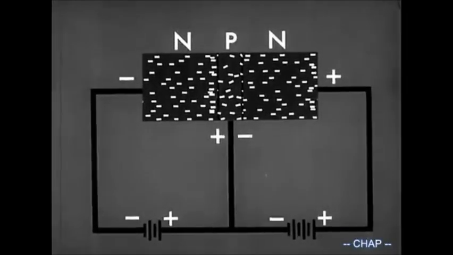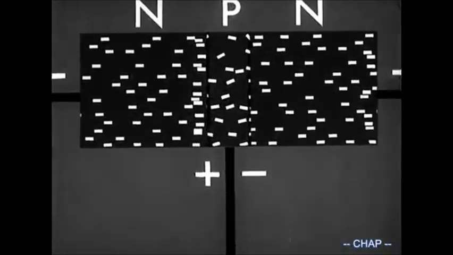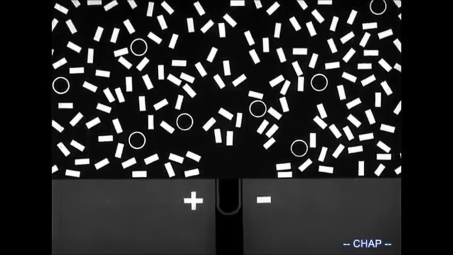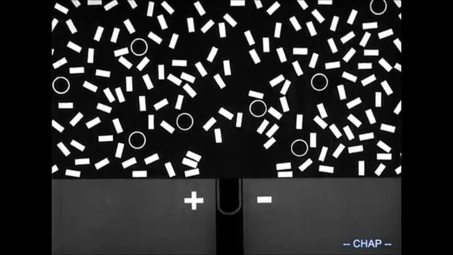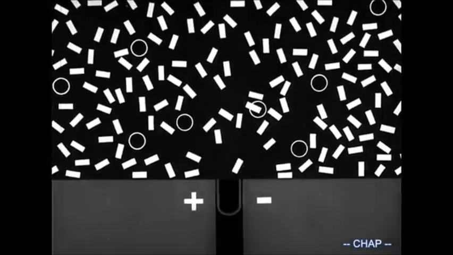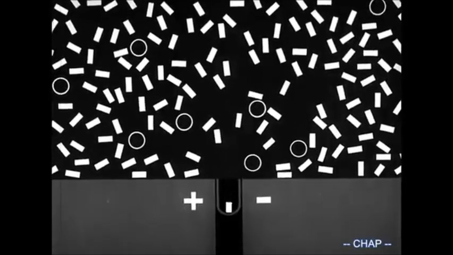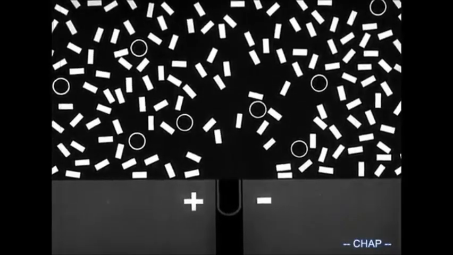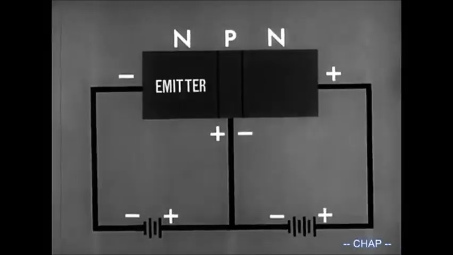We will now show this process of recombination in detail. Watch. For every recombination, a new hole is created by the exit of an electron. The thinner the P region, the fewer the recombinations, and the greater the number of electrons that will reach the second N region. Since the forward biased N region is emitting electrons, it is called the emitter.